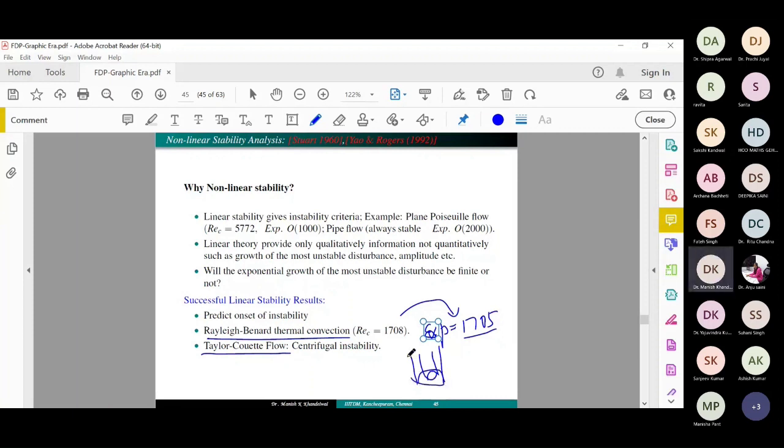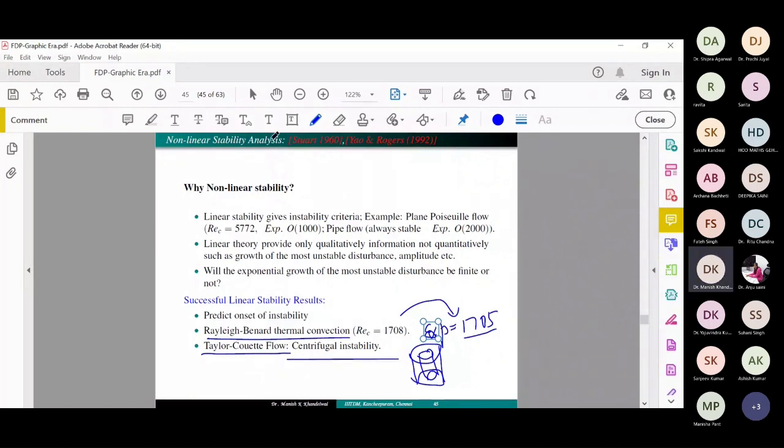This flow is called the Taylor-Couette flow. The flow between the two cylinders is called the Taylor-Couette flow. The stability points of this flow match the experimental results, and the experiments give the centrifugal instability. At the same time, we have observed the centrifugal instability through the linear stability analysis.